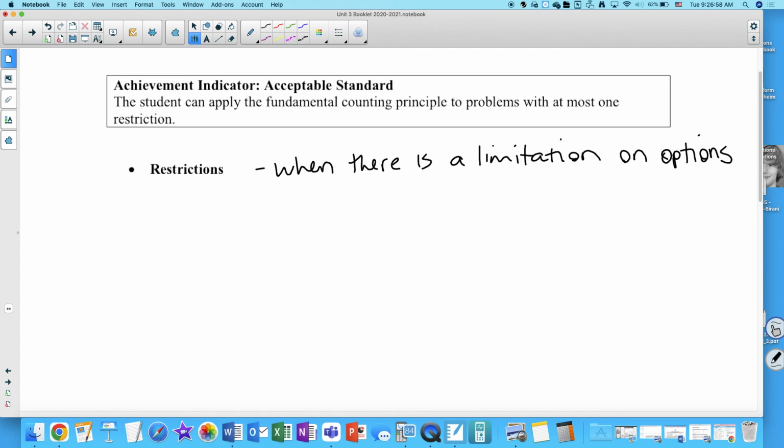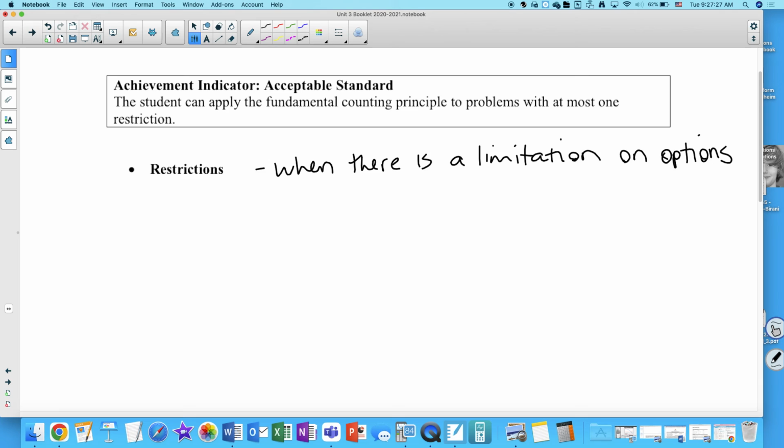So an example of this may be you have all of these different clothes to choose from. You have a certain number of pairs of shoes, a certain number of pairs of pants, and a certain number of shirts. But you really want to wear blue pants, right? If you really want to wear blue pants, then you have to reduce the number of options that you have for the pants piece, right? You may only have two pairs of blue pants, so you have to exclude all the other ones, okay?